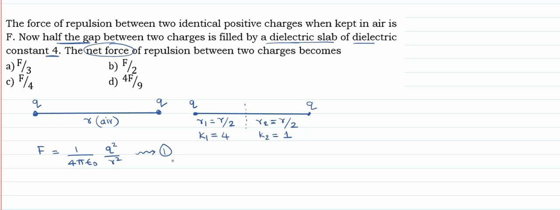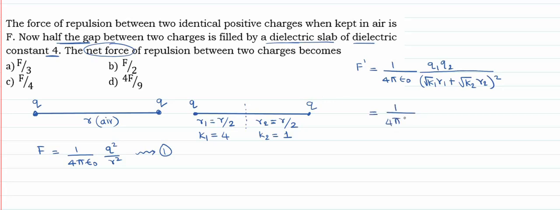So if there are multiple media between two charges, then the force between them is given by the formula F dash is equal to 1 by 4 pi epsilon naught Q1 into Q2 divided by root of K1 into R1 plus root of K2 into R2, whole square, where K is in root, R is not in root. Now substitute the values. Both charges are same, so this will be Q square. Root of K1, K1 is 4, so this is 2, R1 is R by 2, plus root of K2, which is 1, R2 is R by 2, whole square.